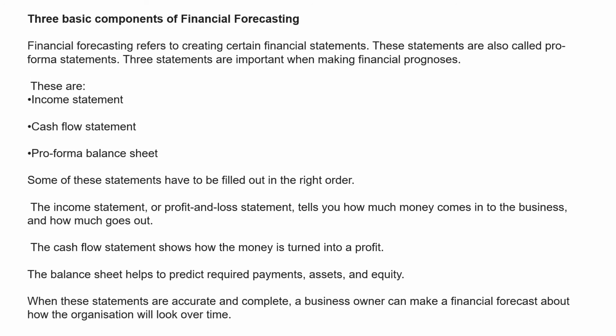Now, what is an income statement? The income statement is the profit and loss statement. It tells about how much money comes into the business and how much goes out. The cash flow statement shows how money is turned into profit. The balance sheet helps in predicting required payments, assets and equity. When the statements are accurate and complete, a business owner can make a financial forecast about how the organization will look over time.